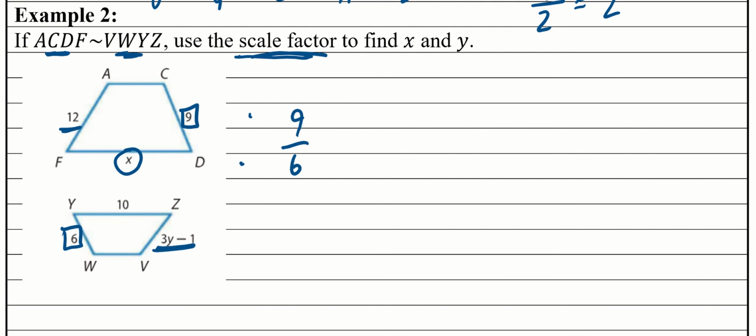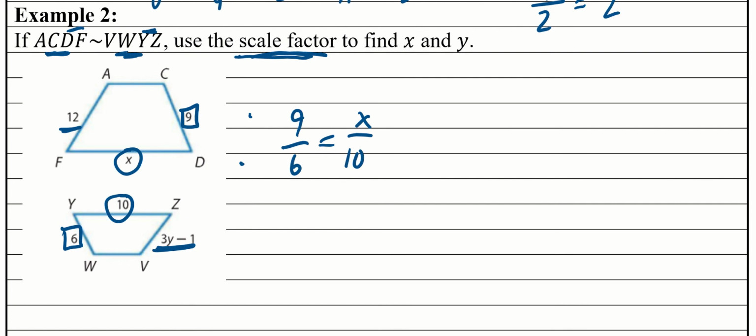So I'm going to say 9 over 6, and that's going to be equal to, and now I can use this scale factor to plug in my variable that I'm trying to find. So X is on the top shape, so I'm going to put this on the top. And then on the bottom, the line that matches up with that would be 10, because I see DF up here should line up with YZ. Okay, so this is my proportion now. 9 over 6 is going to equal X over 10.